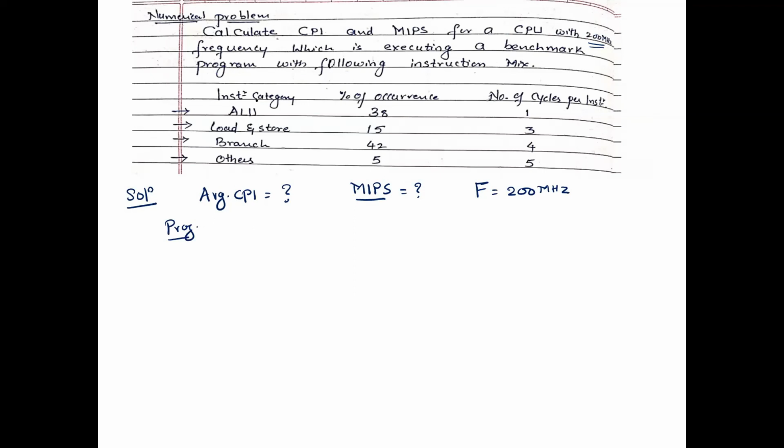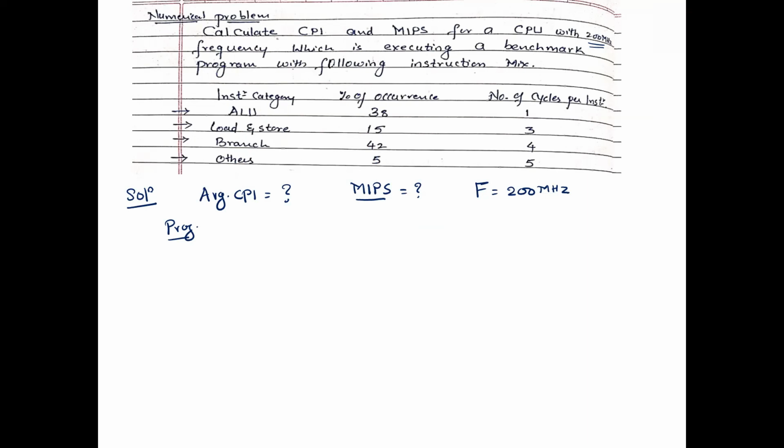A program contains ALU, load store architecture, branch instructions, and some other instructions. So a program is a mixture of these instruction categories. They have not given us the program instruction-wise, but they have told us in general that the program is going to consider the following instruction mixture. ALU contains 38%, load and store instructions contain 15%, branch instructions contain 42%, and others contain 5%. Okay.